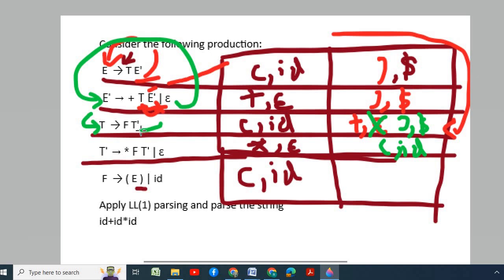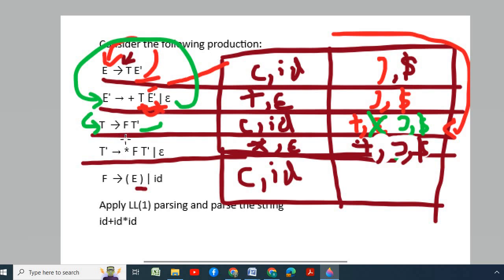So the follow of T dash is follow of T, not the first of T. Follow of T dash is follow of T. The follow of T we have already found. What we have found in the previous step, that is plus, close and dollar. Now finally come towards follow of F.